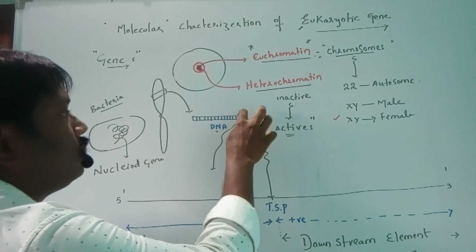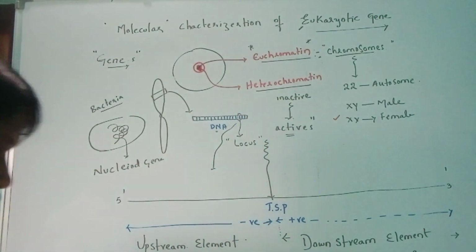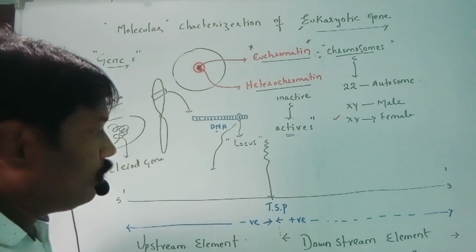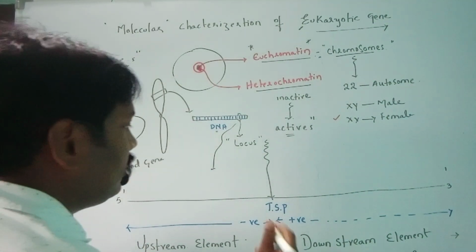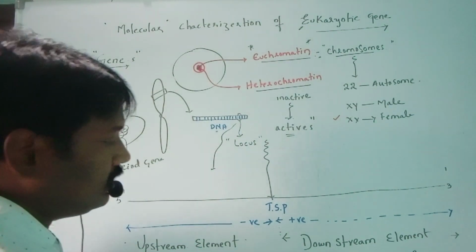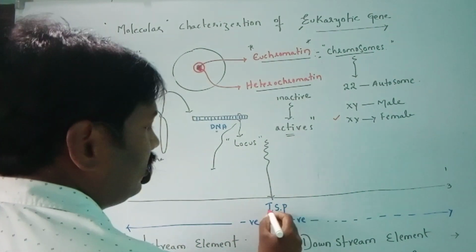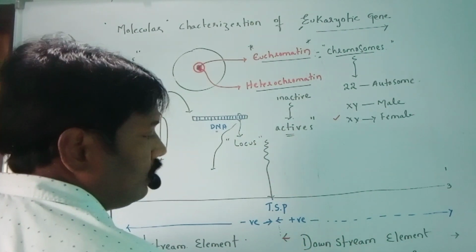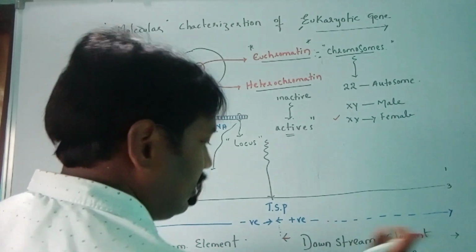So this eukaryotic gene is divided into two compartments based on the transcriptional factor proteins. It is divided into the upstream element, also known as the controller gene sequence, whereas after the transcriptional start point, we call it the downstream element, also known as the structural gene sequence.